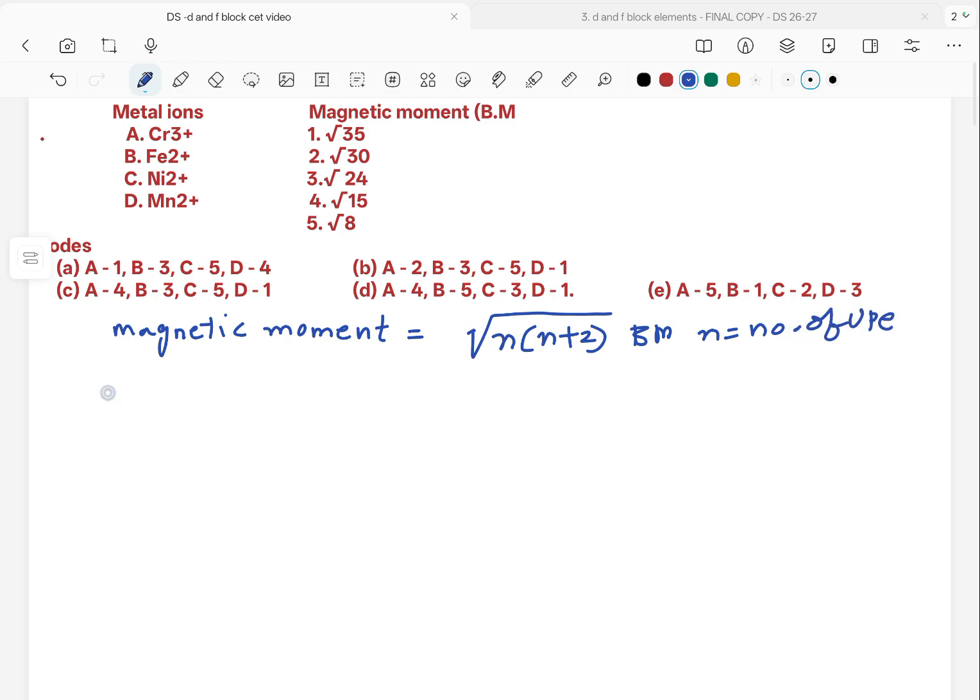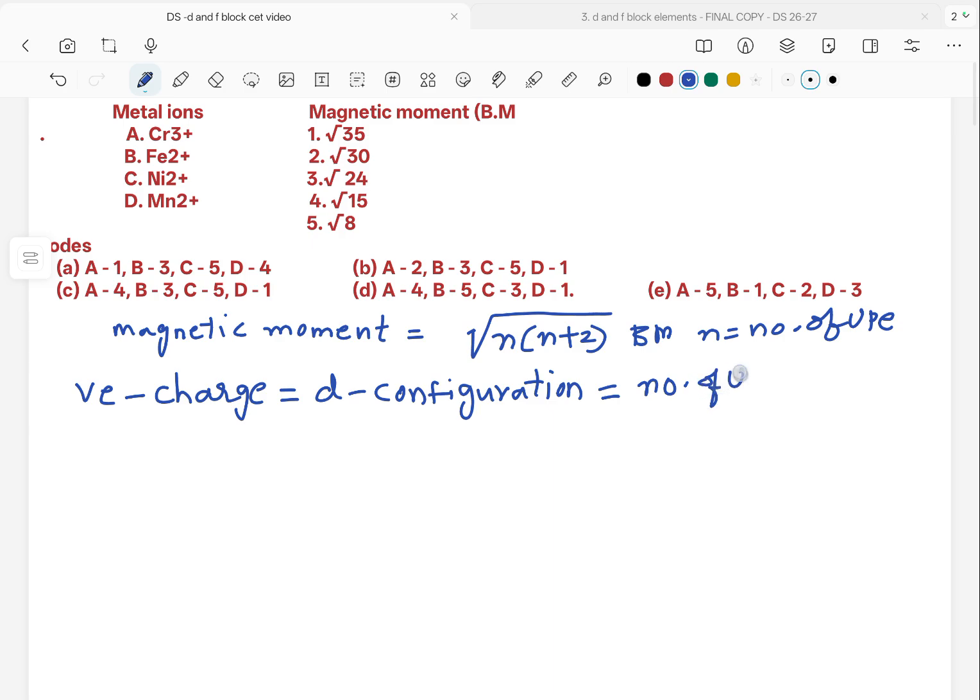Here, when we take valence electrons minus charge on the ion, we get D configuration. From D configuration, we can find out the number of unpaired electrons, that is D unpaired electrons, from which we can find out the magnetic moment.